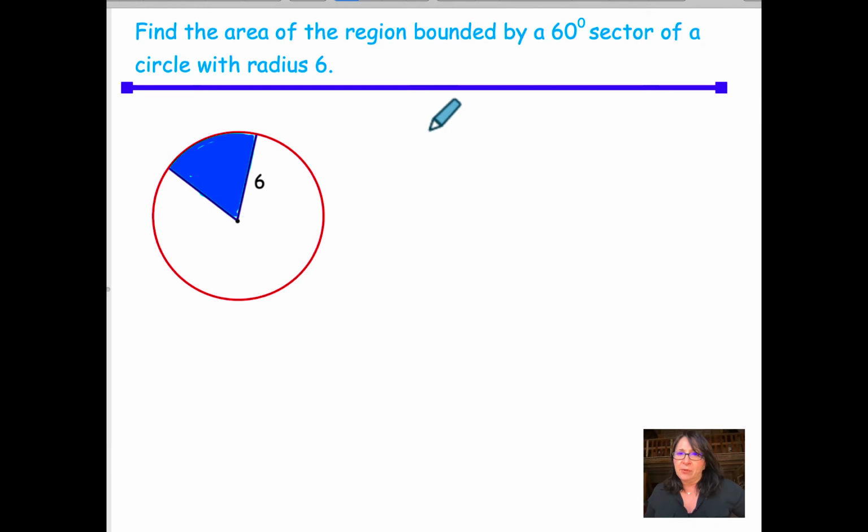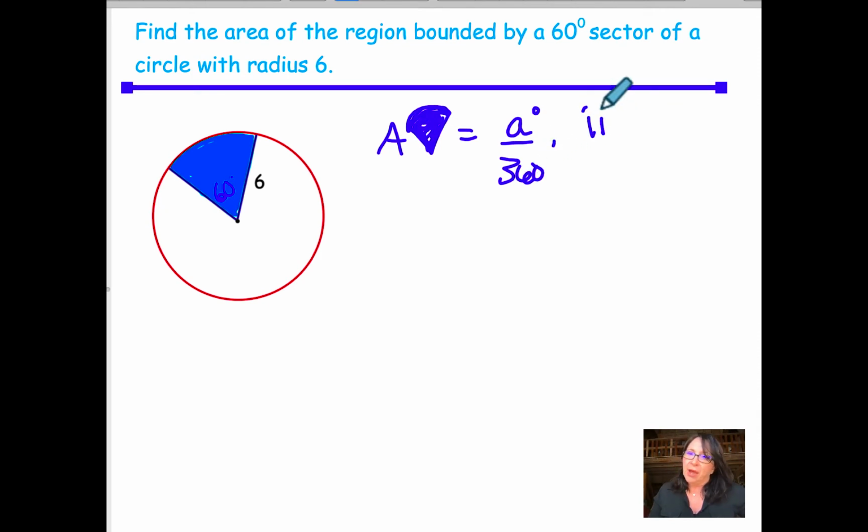Find the area of the region bounded by the 60 degrees. So there's a 60 degree sector right there. We have radius 6. I want to find this blue area. So the area of a sector is equal to arc degree over 360 times pi r squared.